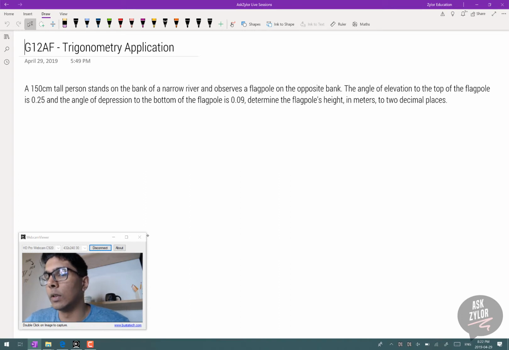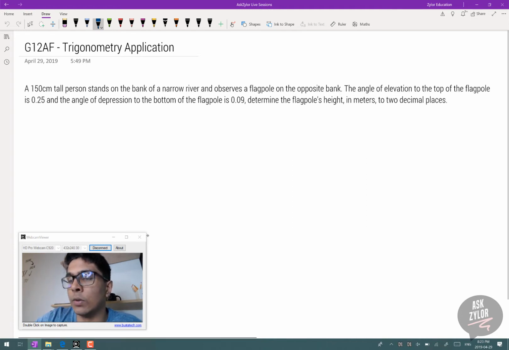So it's a grade 12 advanced functions trig application question. We're told a 150 centimeter tall person stands on the bank of a narrow river and observes a flagpole on the opposite bank. The angle of elevation to the top of the flagpole is given as 0.25. So the angles are given in radians in this case, right? And the angle of depression to the bottom of the flagpole is 0.09. Determine the flagpole's height in meters to two decimal places.